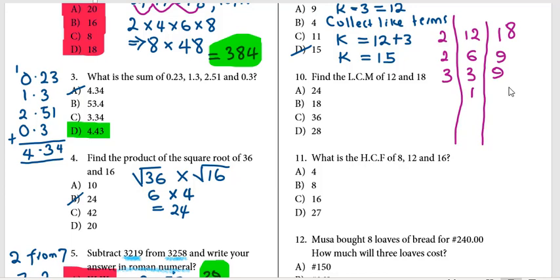3 divided by 3 is 1. 3 divided by 9 is 3. 3 can still go. This one is done, just bring 1 down. 3 divided by 3 is 1. So at this very point we are done with the LCM.